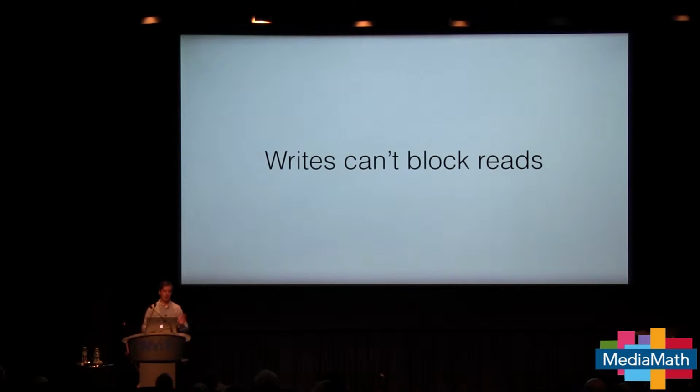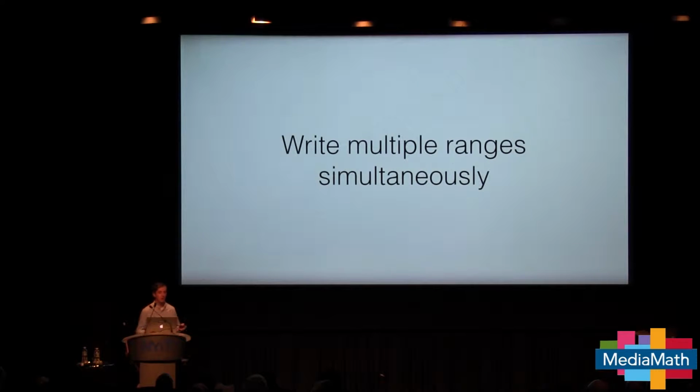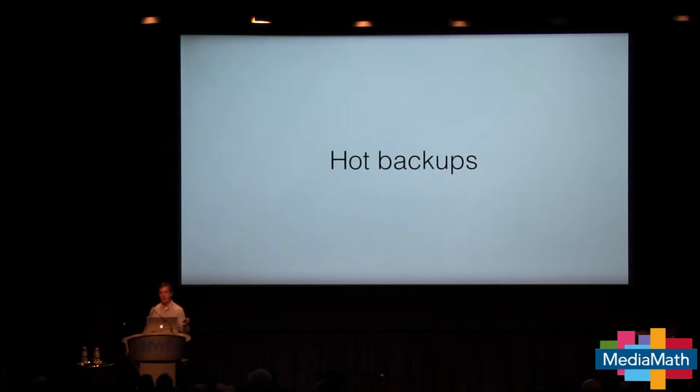So some of the other weird things that we have is we have a requirement where we don't want writes to block reads. We always want to be able to write to the database. But at the same time, reads can't block writes to the database. And more importantly, we want to be able to write multiple ranges of time simultaneously. So again, all of our data is arranged by time. Most of the time we're appending new data, but if we append data in the past, we want to be able to do that without affecting the performance of appending the new data that's coming in that's really hot. We also need hot backups.